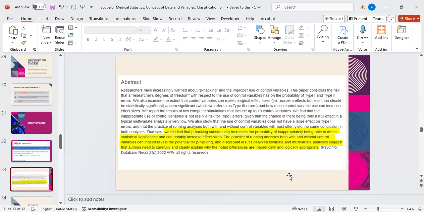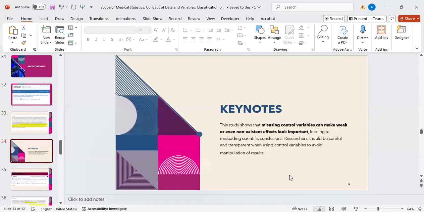We also show that use of control variables does not have a large effect on type 2 error, and that the practice of running analysis both with and without control variables will most often yield the same conclusion in both analyses. That said, we did find p-hacking substantially increases the probability of inappropriately being able to detect statistical significance if we notably increase the effect size. The practice of running analysis both with and without control variables can indeed reveal the potential for p-hacking, and discrepant results between bivariate and multivariate analysis suggest that authors need to carefully and clearly explain why noted differences are theoretically and logically appropriate.